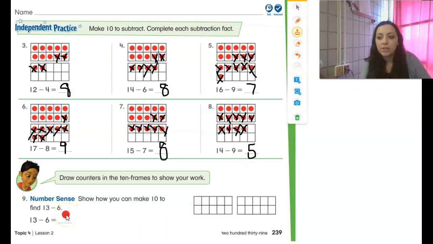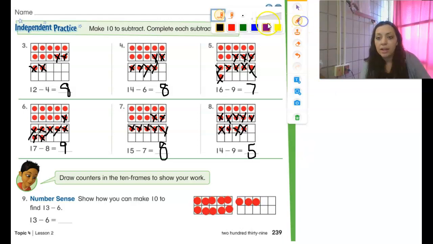Okay, down at the bottom, it says, show how you can make 10. So we're going to try to do 13, take away 6. So first I need to fill in 13. Well, I know 13 is bigger than 10, so I know I can fill in this 10 frame automatically. And when I look at 13, it's 1 ten and then 3 ones. So I need to put 3 more on there. All right, and then I'm going to take how many away?